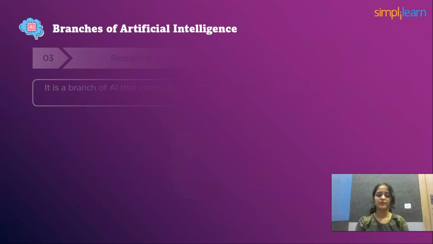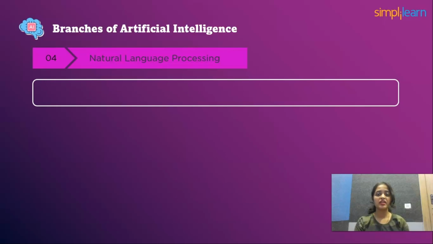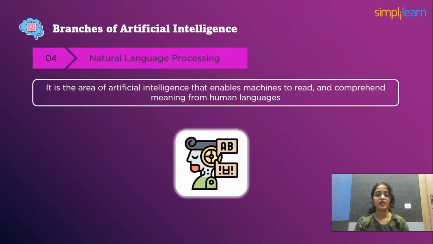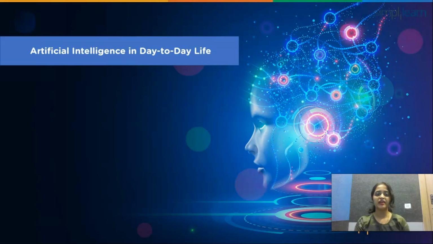Next is natural language processing. Natural language processing, also known as NLP, is the area of artificial intelligence that enables machines to read and comprehend meaning from human languages. Natural language processing will help to bridge the gap between human communications and digital data. This is all about branches of artificial intelligence. Moving on to artificial intelligence in day-to-day life.